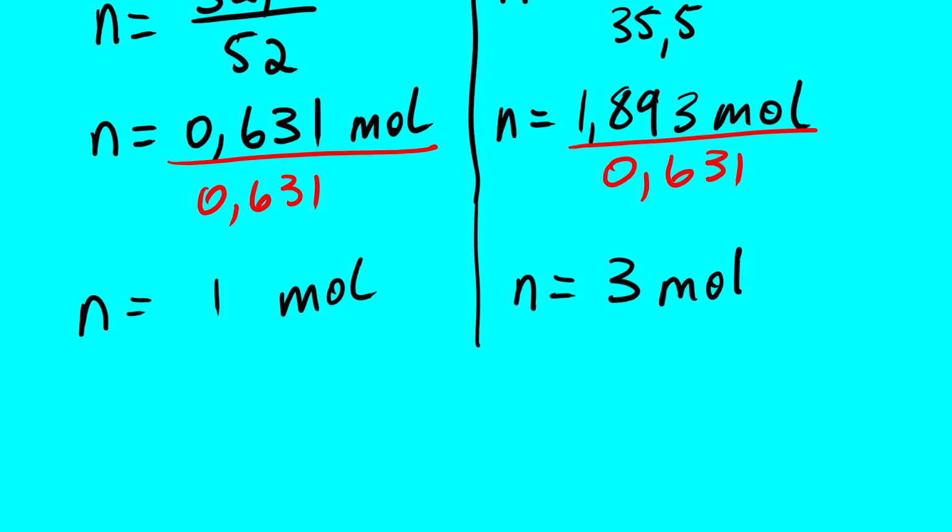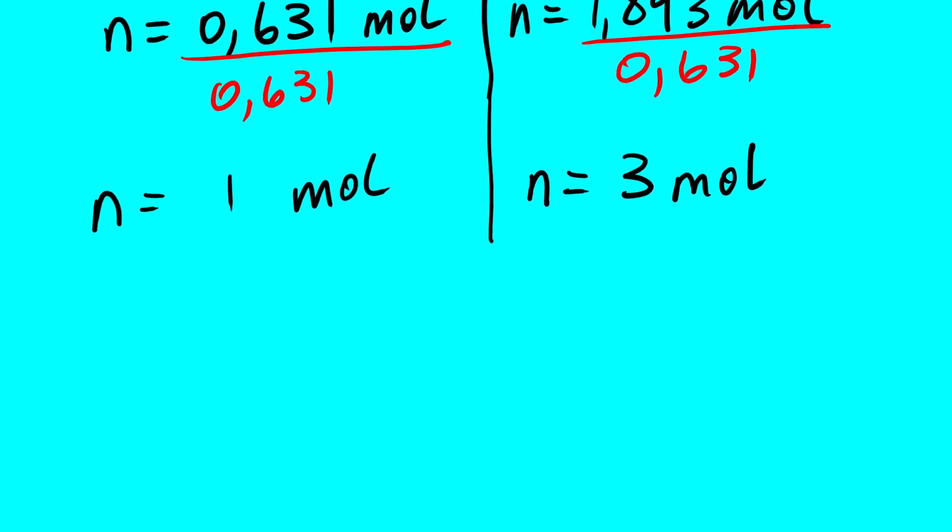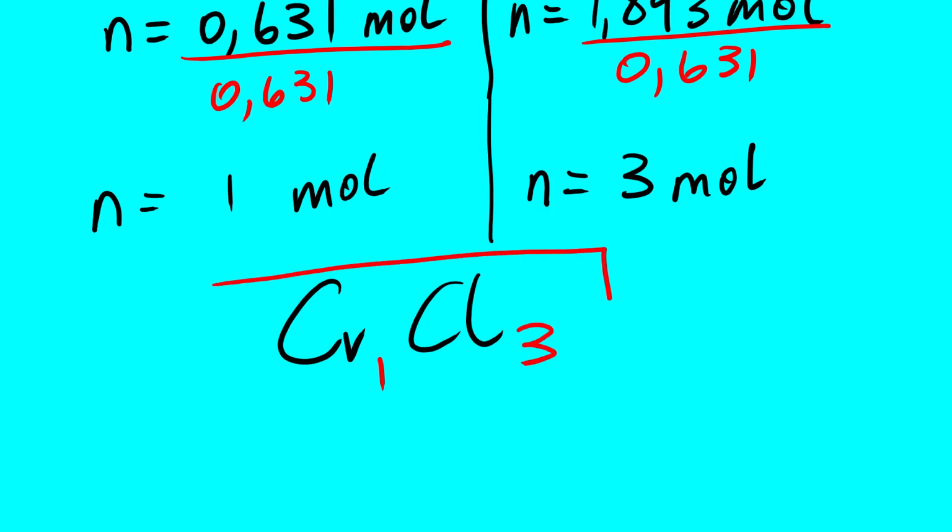This is 3 mole. Then we conclude that our empirical formula is CrCl3. For Cr we have 1, and then for Cl we have 3. This is our empirical formula.